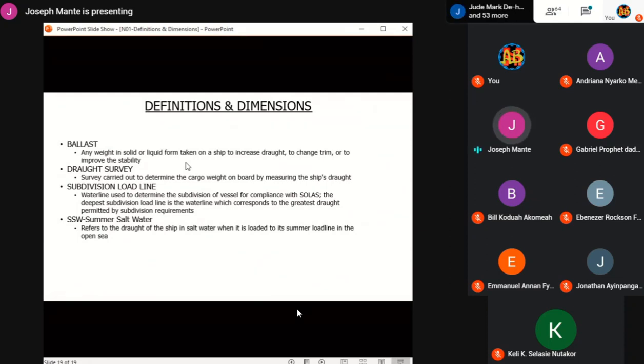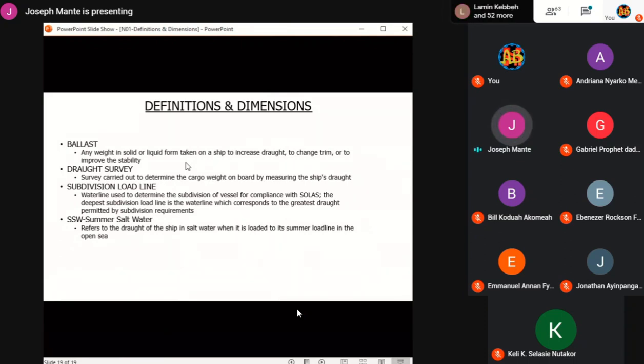So when you hear anything of ballast, you have to know it is any weight in solid or liquid form taken on a ship to increase draft, to change trim, or to improve stability. And this ballast, you will meet it in systems and in a whole lot of subjects. So you just have to know what ballast is.